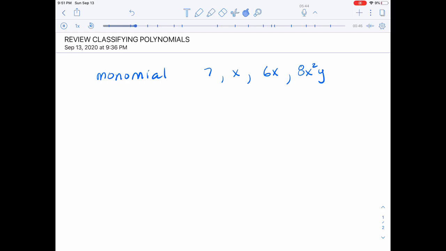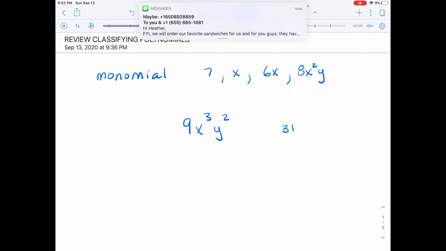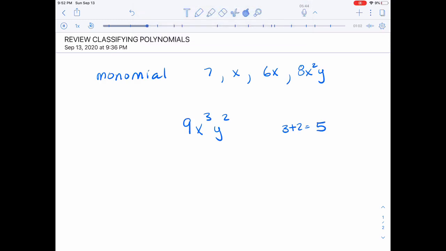For example, let's say I have 9x cubed y squared. The degree of this monomial would be 5, because it would be the exponent of 3 plus the exponent of 2 to give a degree of 5.